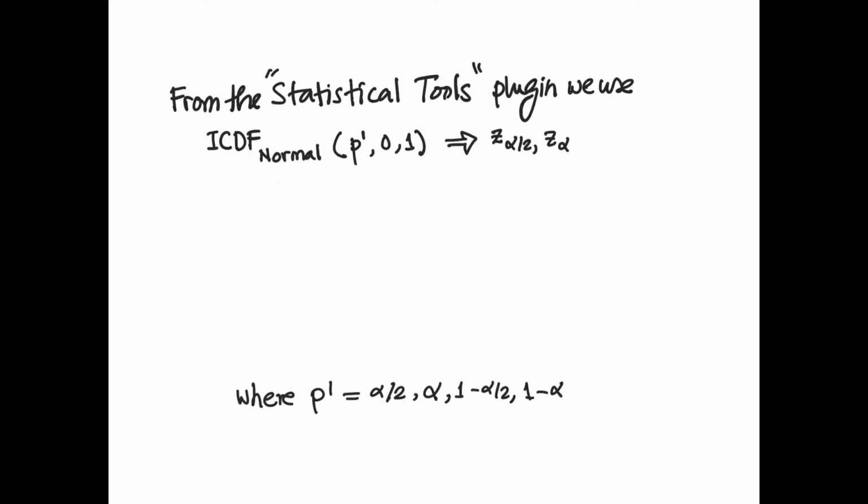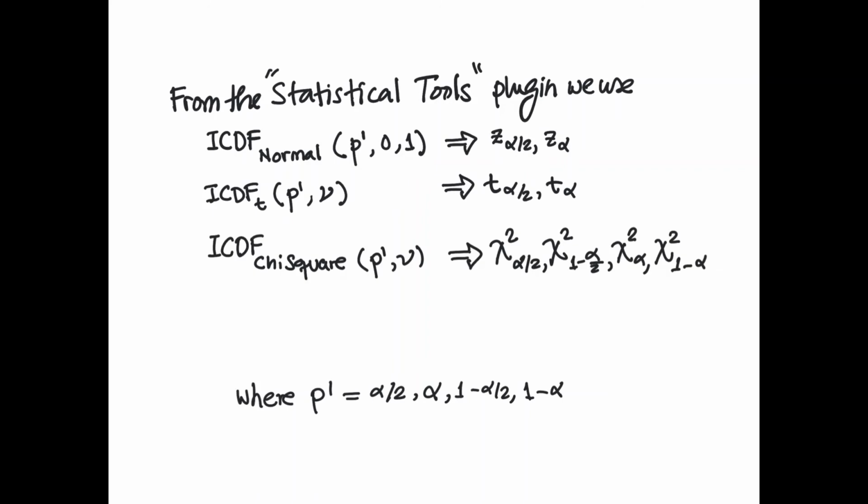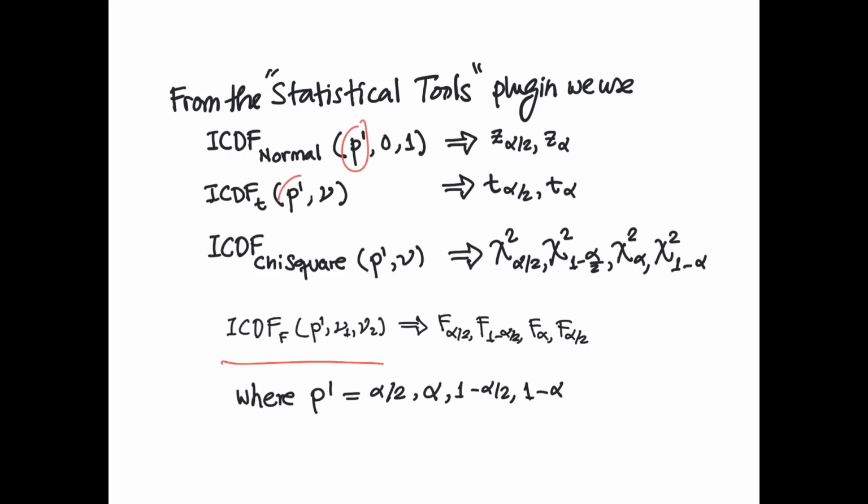In summary, when we use the statistical tool plugin, we're going to be using the ICDF normal inverse for zero mean and standard deviation 1, the inverse for the student t distribution, the inverse for the chi-square, and the inverse for the F distribution, where we're using this P prime as the first parameter that indicates the probability, and that P prime could be equal to any of the values shown down below here. And with that, we conclude this particular presentation.